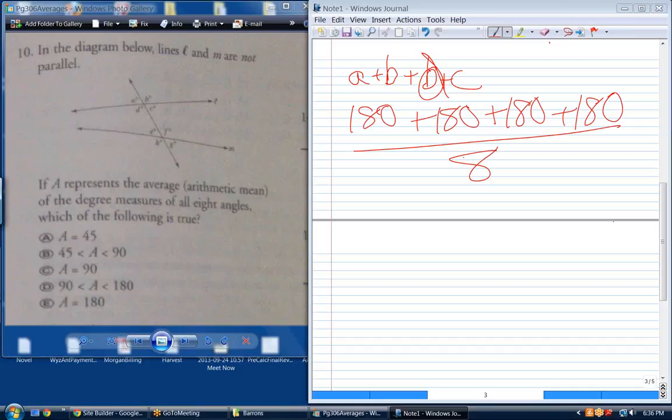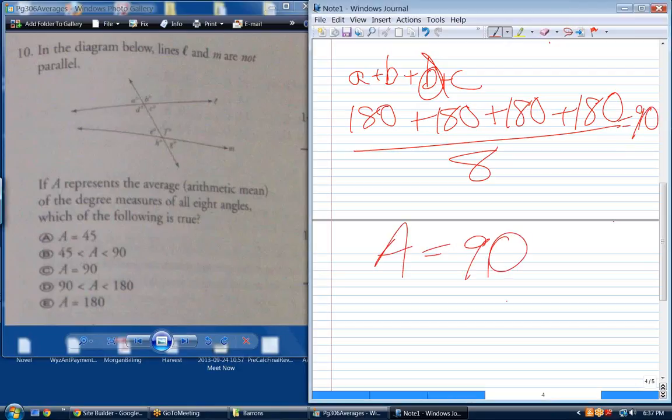Why did I know that? Because if I divided it by 4, it would be 180. Since I'm dividing it by 8, it's got to be half of 180, which is 90. That's 720 divided by 8, so that's 90. So capital A equals 90. Whether these two lines are parallel or not, because those two are supplementary, so are those, so are those, so are those. So let's see what else. Which of the following is true? A equals 90. We're done.